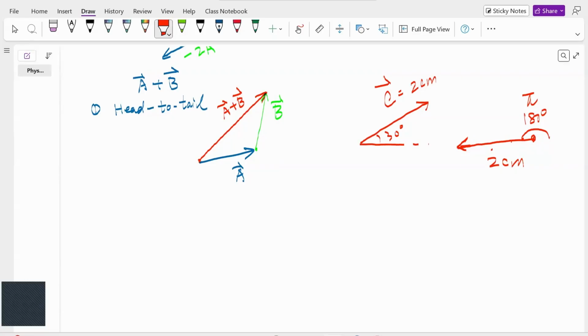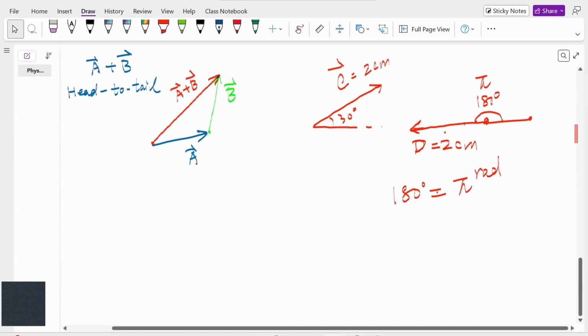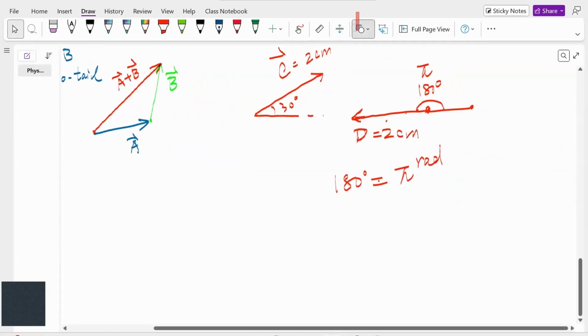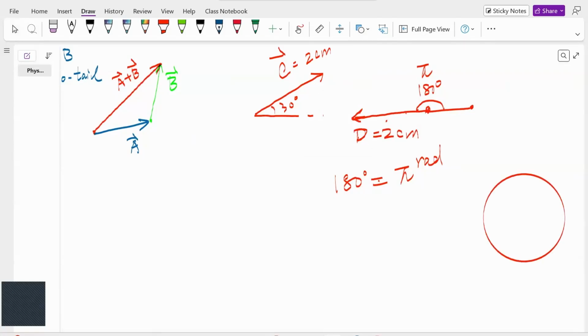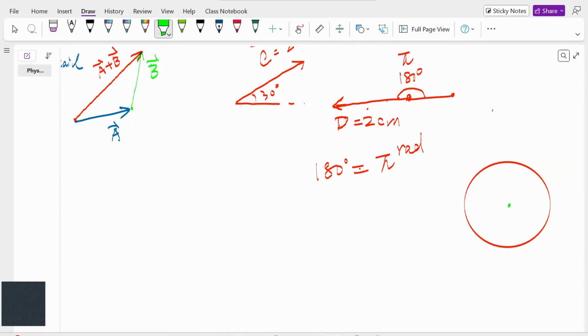Why does 180 degrees equal pi? 180 degrees is the same as pi radians. So if you go through one complete circle, we call it one revolution. What's the angle? It's 360, right? 360 degrees, which is 2 pi radians, right?